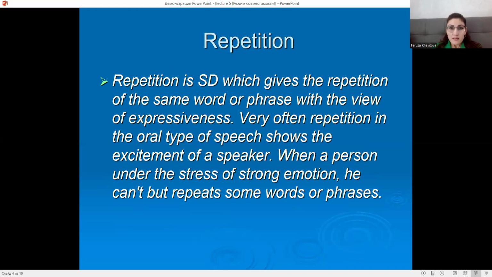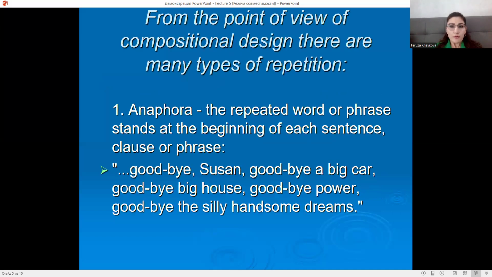The next device is repetition. What is repetition? Repetition is a stylistic device which gives the repetition of the same word or phrase with the view of expressiveness. Very often, repetition in the oral type of speech shows the excitement of the speaker. When a person is under the stress of strong emotion, he can't but repeat some words or phrases. From the point of view of compositional design, there are many types of repetition.